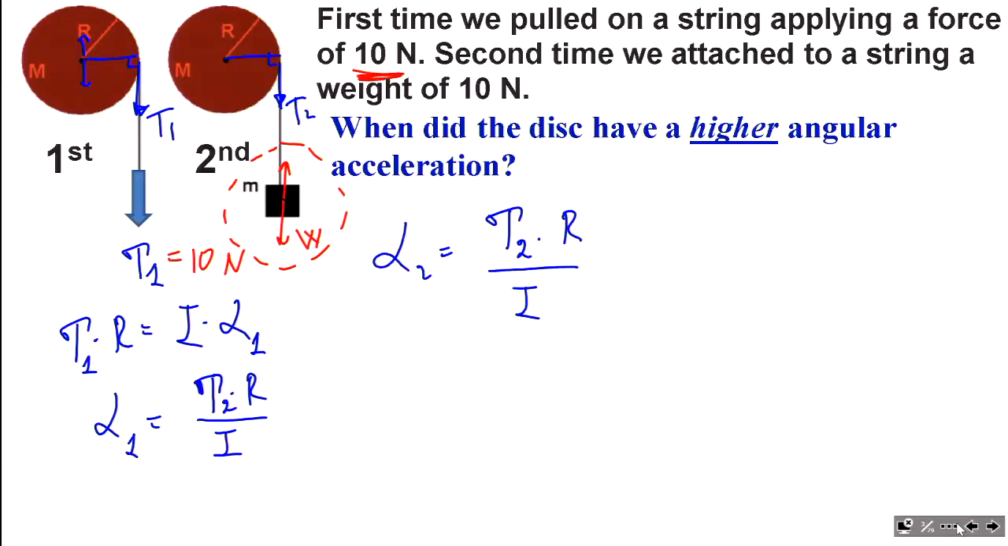This weight has a force of gravity acting on it, which is also equal to 10 newtons. But this weight also will be traveling down faster and faster. So if you write Newton's second law for this weight, we should write T2 minus W equals m times a, pointing down. So T2 will be equal to 10 minus M times A.